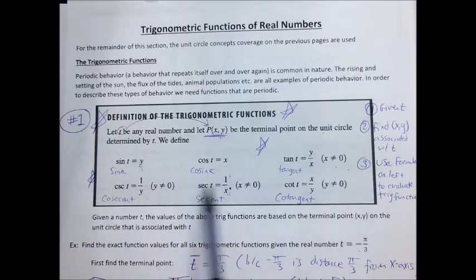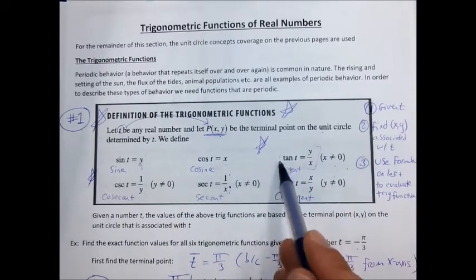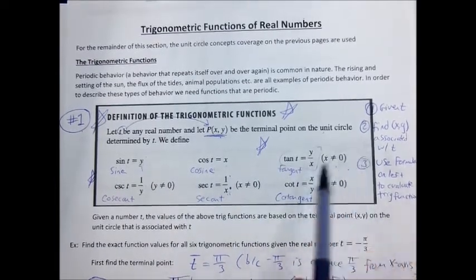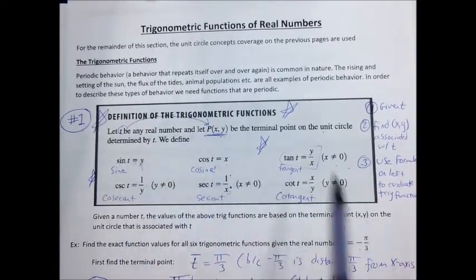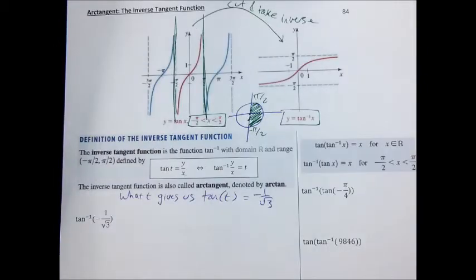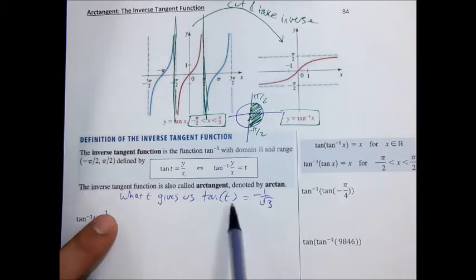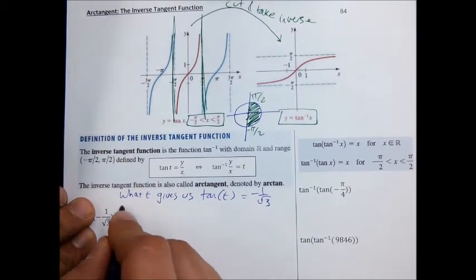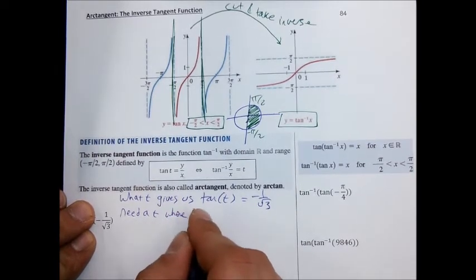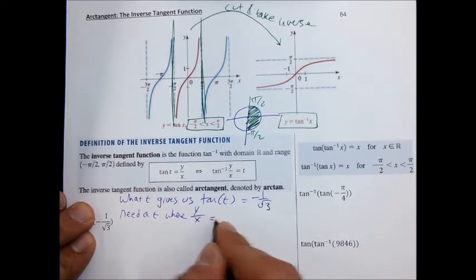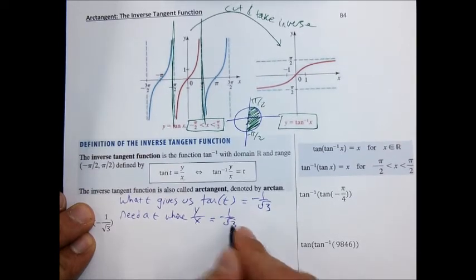All this stuff is from box 1, and you can see this is where tangent is coming from, right? Tangent is y divided by x. So that's where we're getting this. Cosine is x. That's where we got that. Sine is y. That's where we got that, right? So it's all based on box 1. Sorry, I haven't said box 1 in a while, so I figured I'd say that. So anyway, if we want to know what t gives us that, we need a t such that the y value divided by the x value will give us minus 1 over root 3.